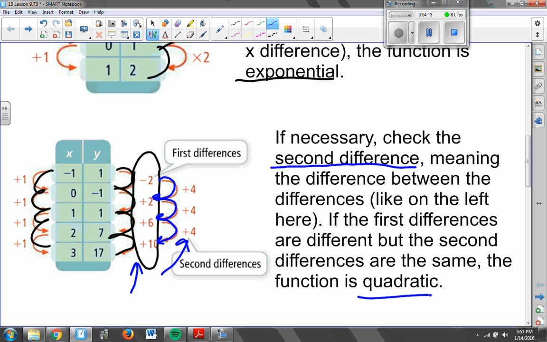Okay? Linear, you're adding or subtracting the same every time. Exponential, you are multiplying or dividing the same every time. Quadratic, you're not adding or subtracting the same thing every time to your y's, but you are to the differences in your y's. Okay?